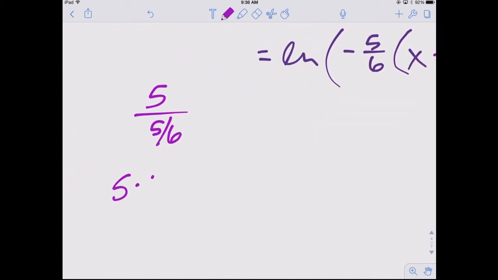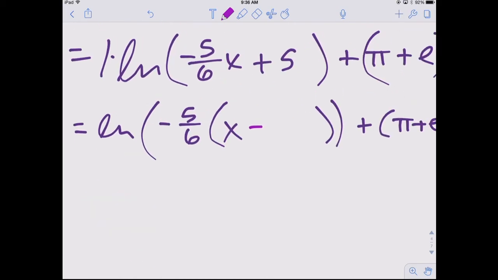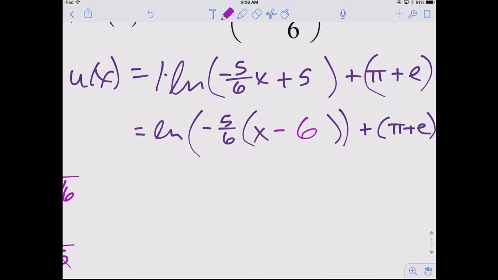I can do state change flip, right? Dividing by 5/6 is the same as multiplying by 6/5. Well, what happens with your 5s? They divide out, leaving you 6. There you go. Now, quickly to redistribute and see if it works.